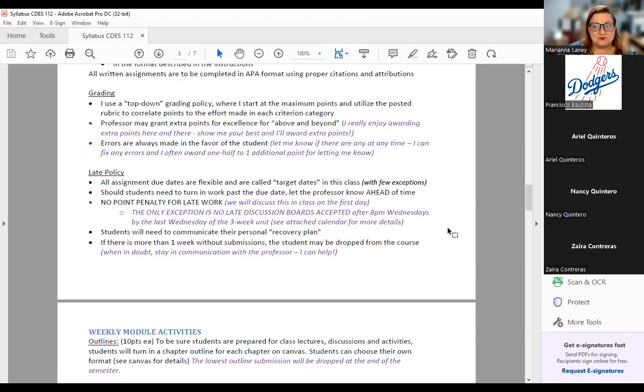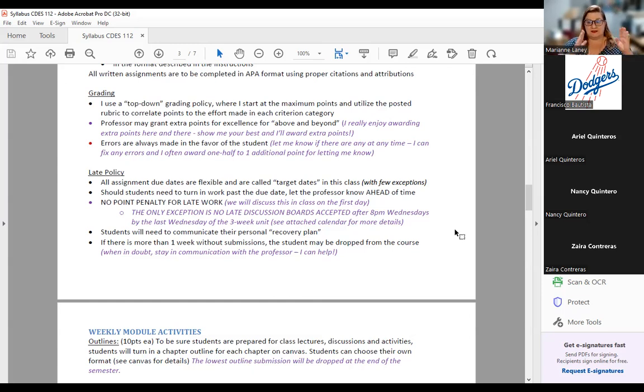Late policy. This is weird for people because I'm a little weird. We've already established that, you've known me for like half an hour. I don't take points off for late work. I don't take points off for late work. I don't take points off for late work, with one exception: the discussion boards. I get a little rigid about the discussion boards.